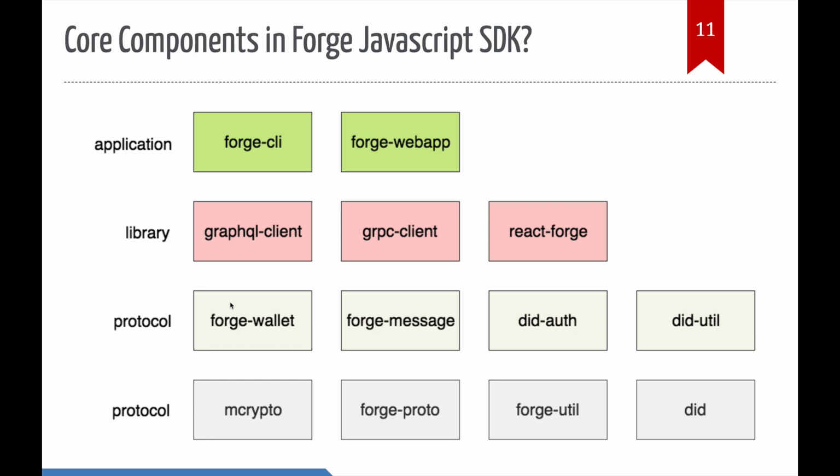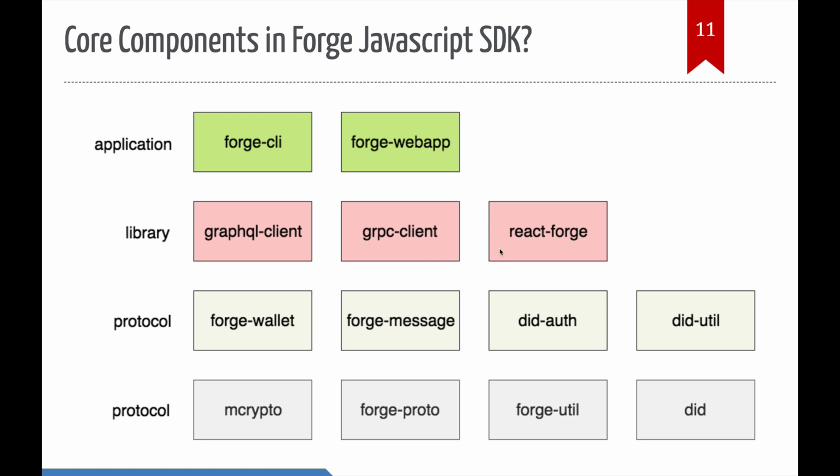Packages in this layer can be used to complete simple tasks on ABT Node, such as creating a wallet with Forge Wallet, encoding and decoding messages sent or received from ABT Node with Forge Message, and doing basic user authentication with DID Auth. Packages in this layer will be used frequently by developers. We provide both a GraphQL client and a gRPC client for developers to talk to ABT Node.